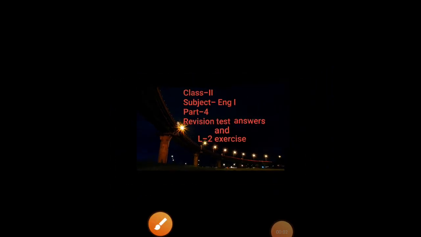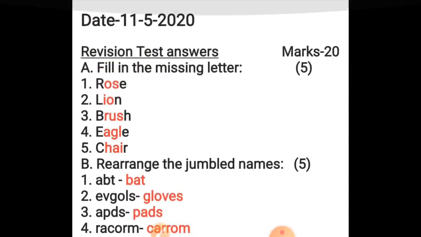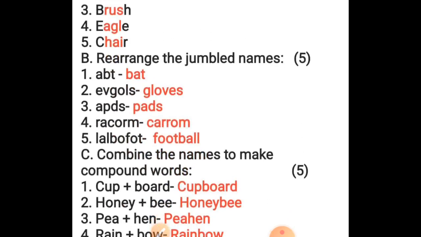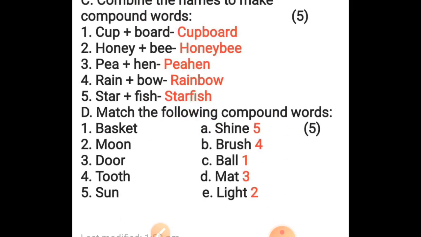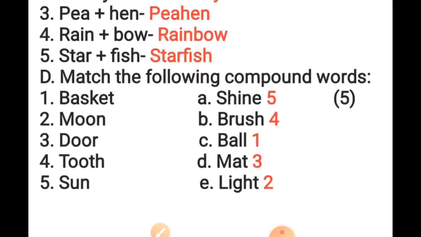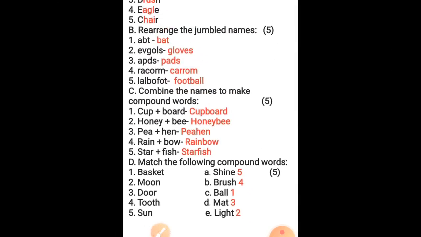Here is the answer of your test. Here you can see your first answer is rose, next lion, brush, eagle, chair, rearranging the jumbled letters. You can tally your answers with this answer sheet. I have written all the answers clearly with the red brush, so the red color answers are there. You can match your answers and check accordingly.